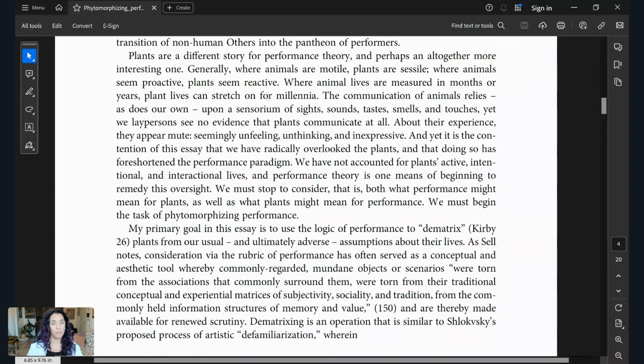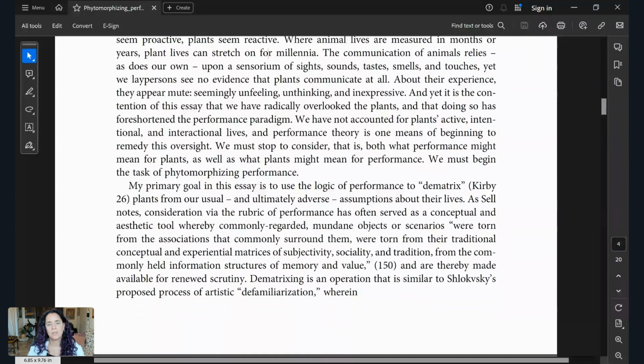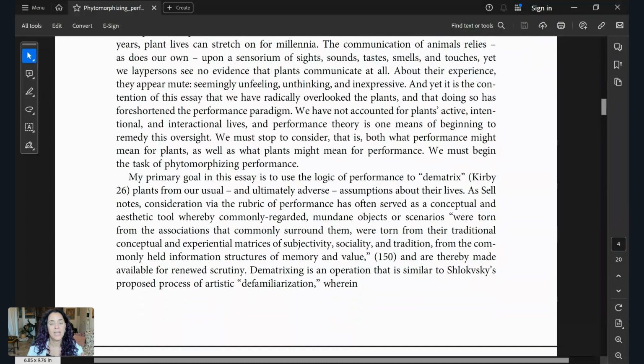Plants are a different story for performance theory, and perhaps an altogether more interesting one. No, not perhaps. Take the perhaps out of that sentence. Definitely a more interesting one. Generally, where animals are motile, plants are sessile, rooted. Where animals seem proactive, plants seem reactive. Not true. Where animal lives are measured in months or years, plant lives can stretch on for millennia. Yes. The communication of animals relies, as does our own, upon the sensorium of sights, sounds, tastes, smells, and touches. Yet we laypersons see no evidence that plants communicate at all.